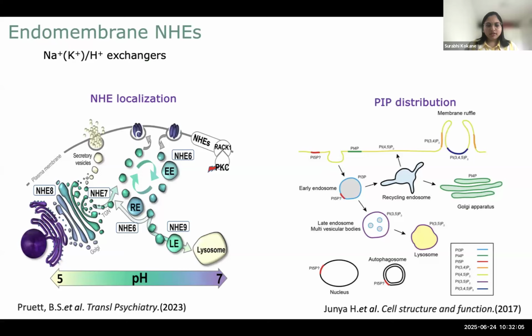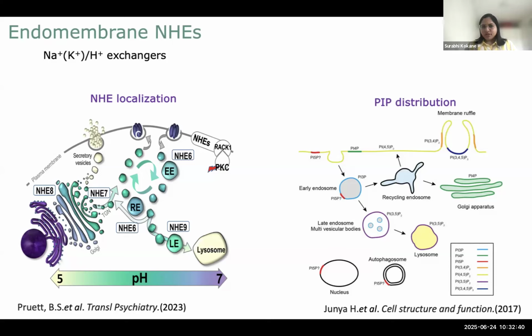These exchangers, which are endosomal, are localized to different compartments inside the cell. NHE6 is localized to early endosomes, NHE9 to late endosomes, NHE7 to Golgi, and NHE8 also to the trans-Golgi region. They have different pH ranges. Each of these compartments has a different pH, and this pH has to be regulated. The main role of these exchangers is to maintain the pH inside these organelles.